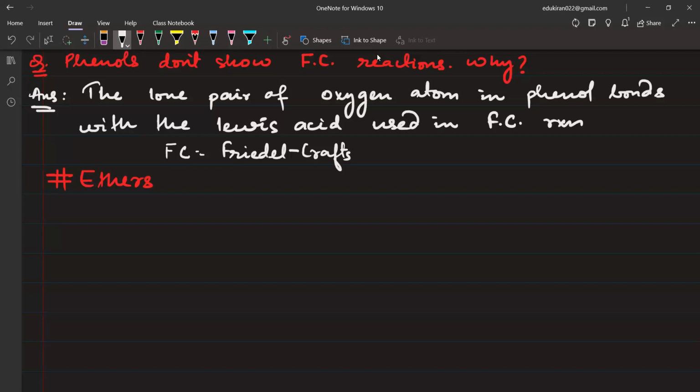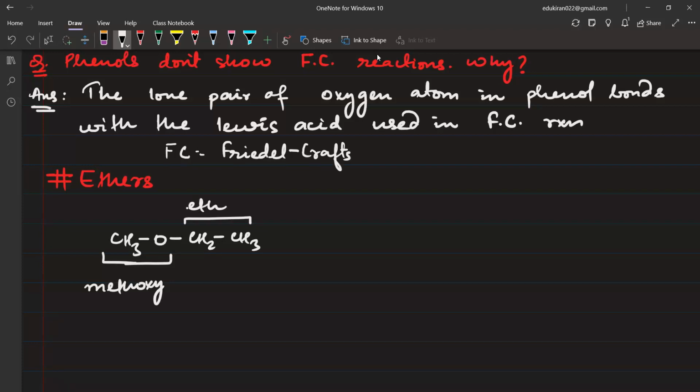So see, IUPAC nomenclature, all of you must know this. For example, if I have CH3 bonded to oxygen, further bonded to CH2 and then CH3, then this is larger and this is smaller. The smaller one will get methoxy, and the alkyl group with more carbon atoms will get the alkane part. So this is ethane, this is methoxy. So the IUPAC name will be methoxyethane.